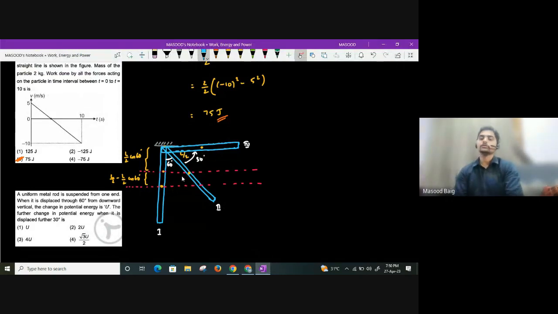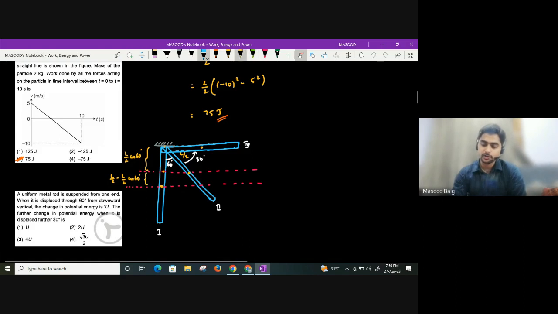So we have three different positions of the rod. Because it is uniform rod, we can concentrate the entire mass at its center. So from here to here, it will be L by 2. From here to here also L by 2. From here to here also L by 2. So from here to here, if it is L by 2, I'll get this as L by 2 cos 60. I'll get this as L by 2.